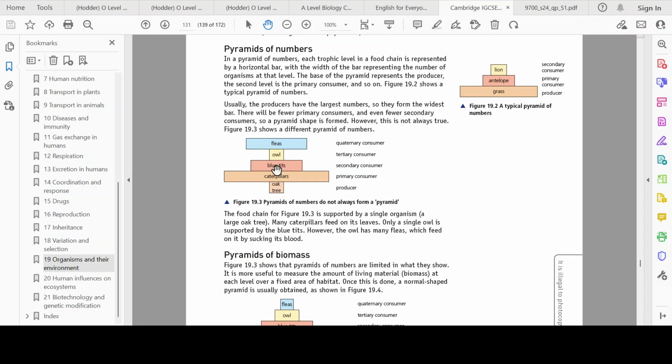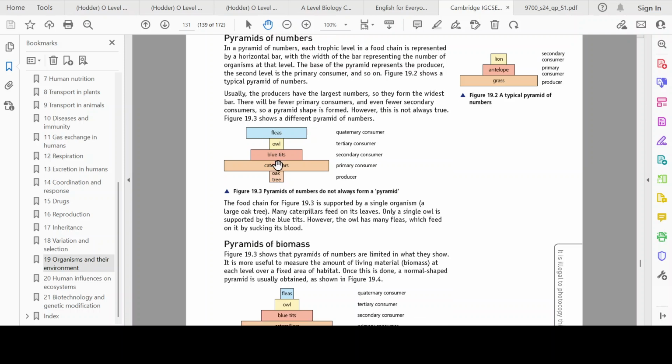And so you can see this is not what a regular pyramid looks like, but you can come across situations like this. You should not worry if you do. It makes sense, right? You should be able to reason why that is.